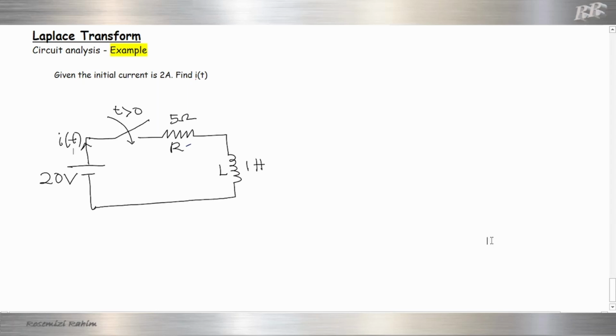Hello everyone, in this video we will use Laplace transform to analyze the circuit. In this simple circuit we have one voltage source, one resistor and also one inductor. The task is: the initial current is 2 ampere. So initial current means that I(0) is equal to 2 ampere. Find i(t), the time domain current.